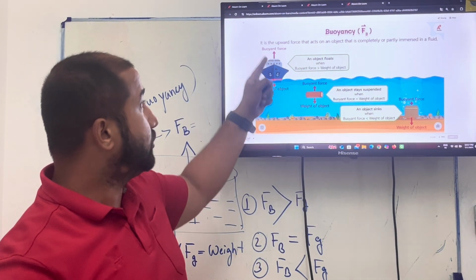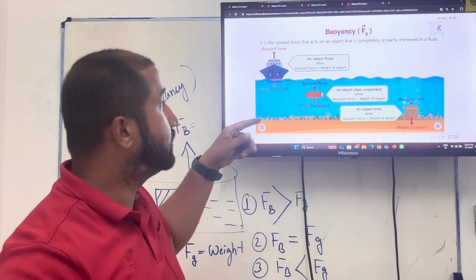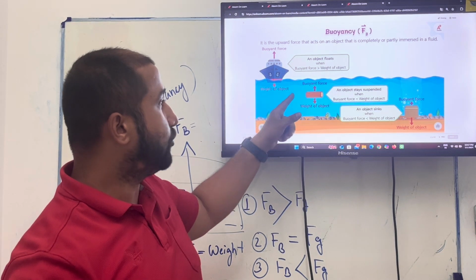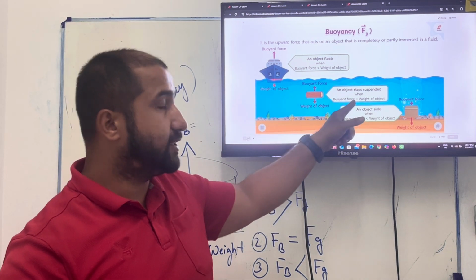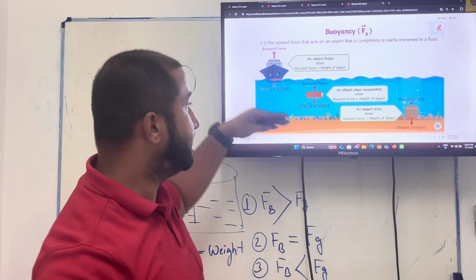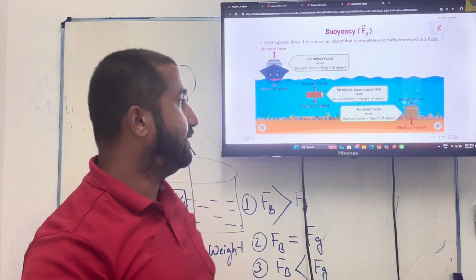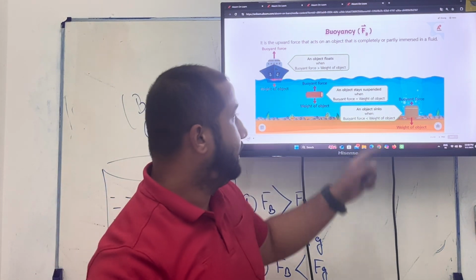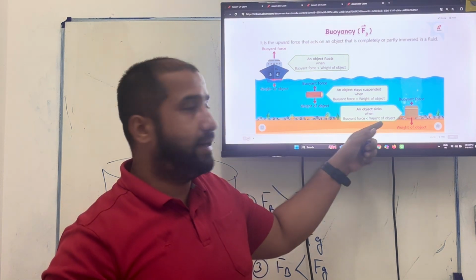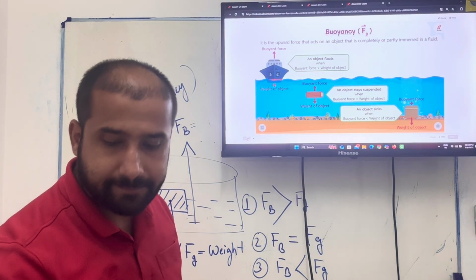If the buoyancy force is more than the weight of the object, that is the downward force, then the object will float. If the buoyancy force and the weight of the object are the same, then the object will stay suspended. That means it will not sink, it will not stay afloat. It will stay at the same level under the liquid. And when the buoyancy force is much smaller than the weight of the object, it will sink.